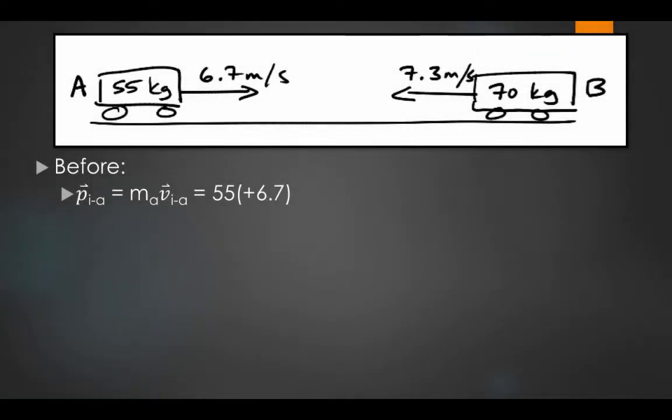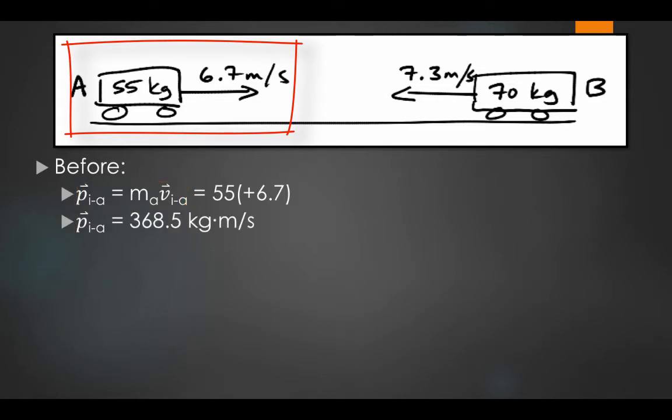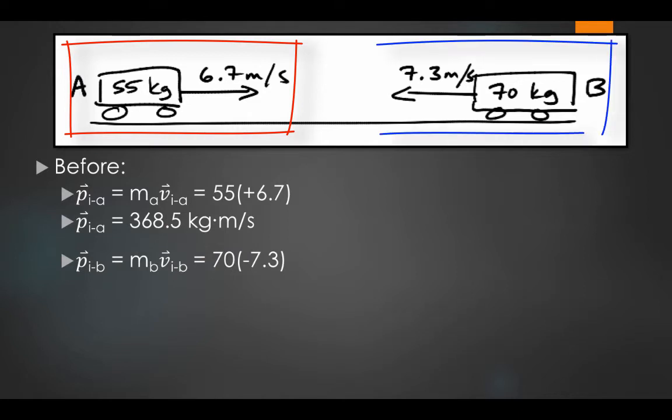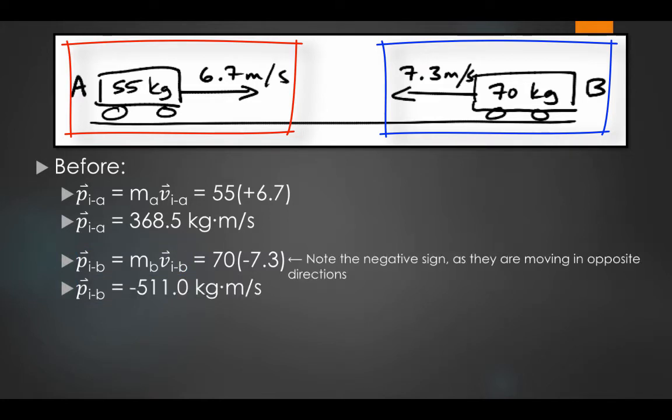Before the collision, the initial momentum for car A is mass of car A times initial velocity of car A, which is 55 times 6.7. The initial momentum for car A is 368.5 kilogram meters per second. The initial momentum for car B is mass of car B times initial velocity of car B, which is 70 times negative 7.3. Note the negative sign, as they are moving in opposite directions. The initial momentum for car B is negative 511 kilogram meters per second.